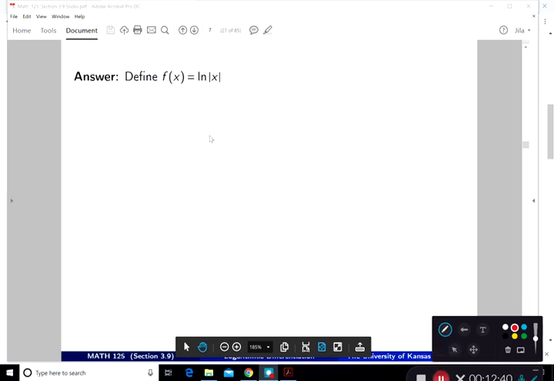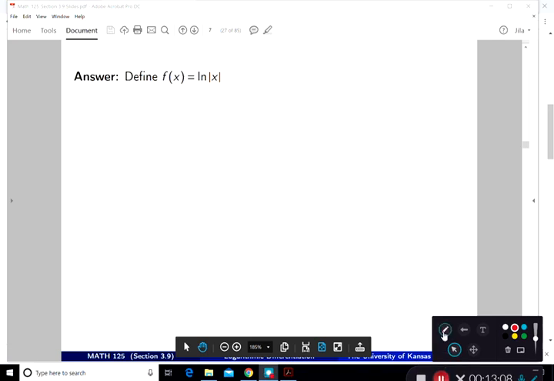So to actually take care of the domain issue, instead of calculating natural log of x, we calculate natural log of absolute value of x. In this way, the input is going to be all the negative numbers and all the positive numbers, not the 0.